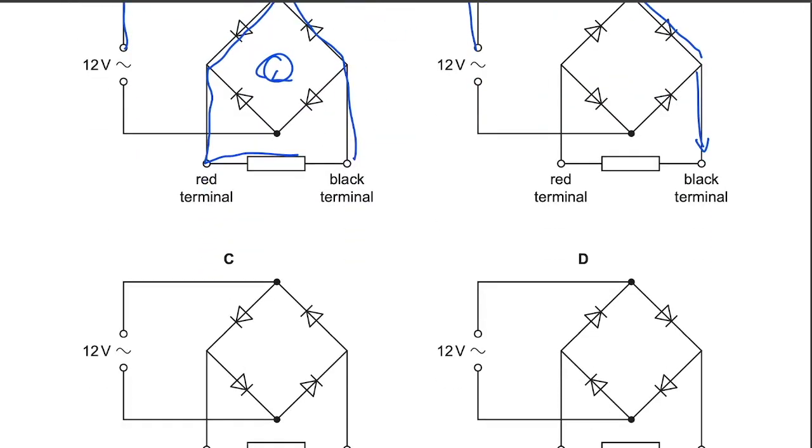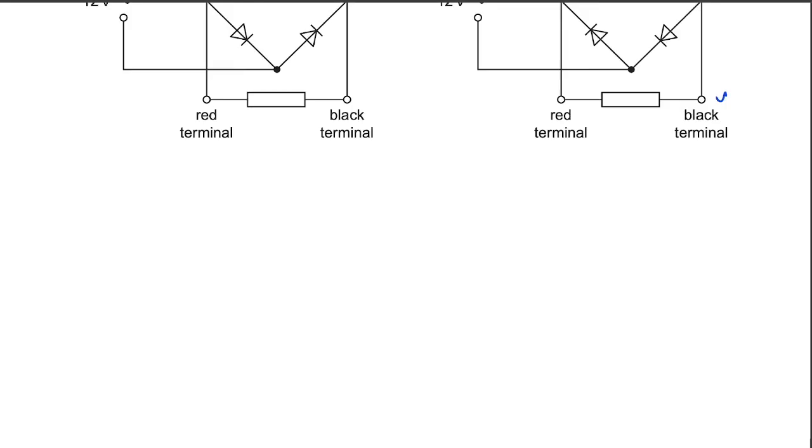In this case, the current goes here, here, here, and here. It will never enter any of the terminals, so this is wrong. Here the current goes this way, it will enter the black terminal and then enter the red terminal. So here it will never enter any of the terminals again, so this is wrong. So the answer is A. Over to the next question.